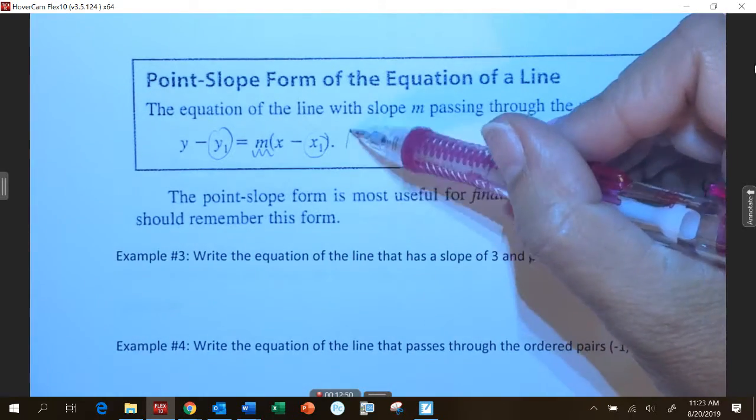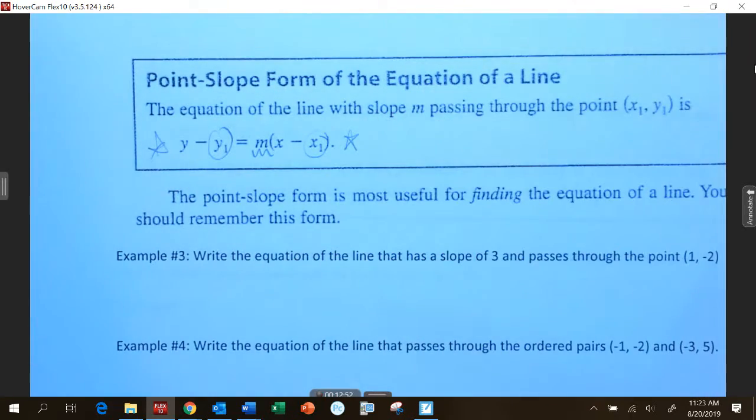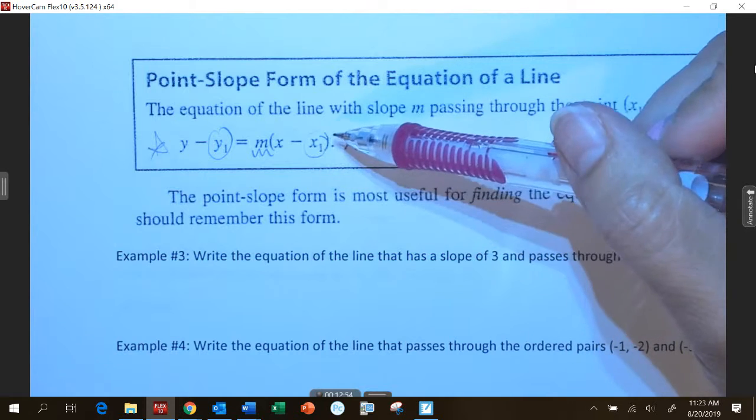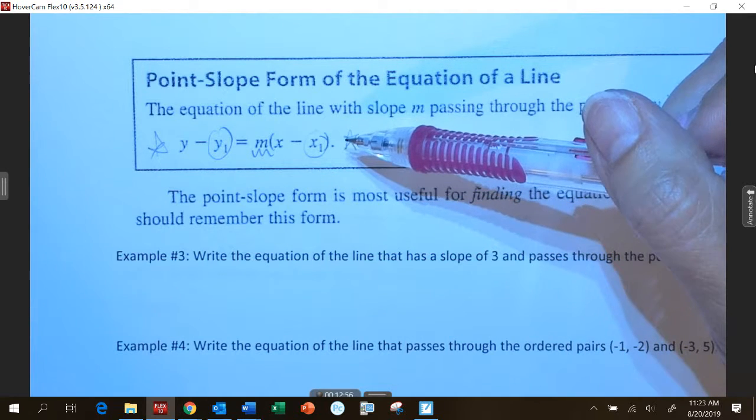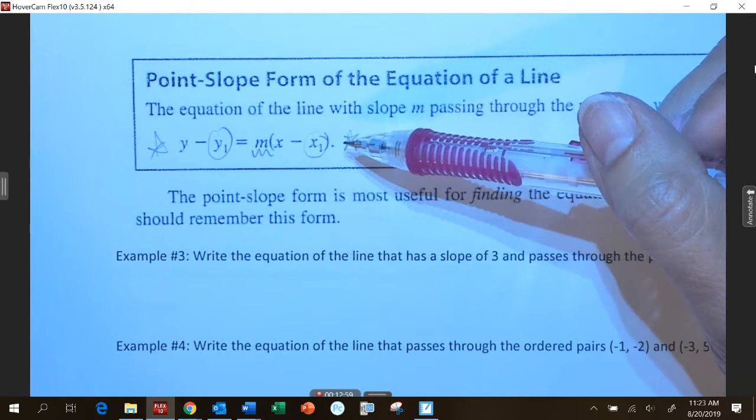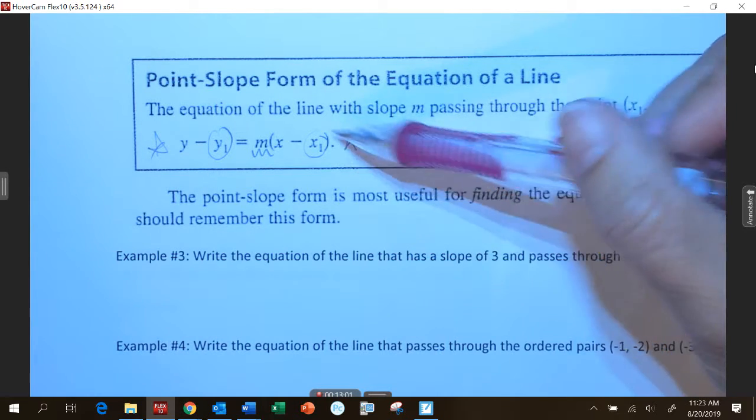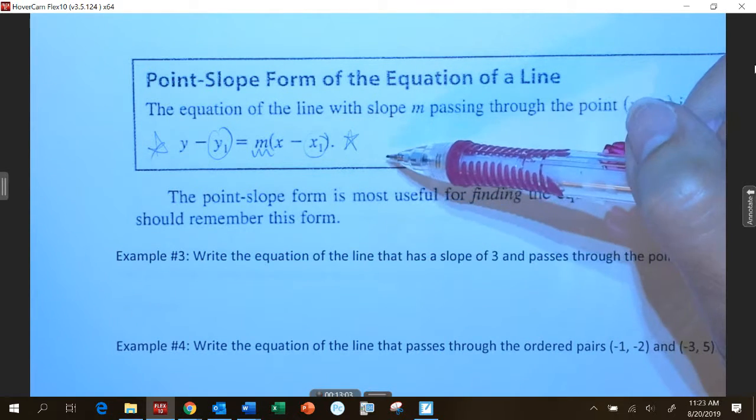This form is used a lot in pre-calc, and it changes a bit, but we do this with quadratics, and we do this with trigonometric graphs. Same kind of format. So we use this one a lot.